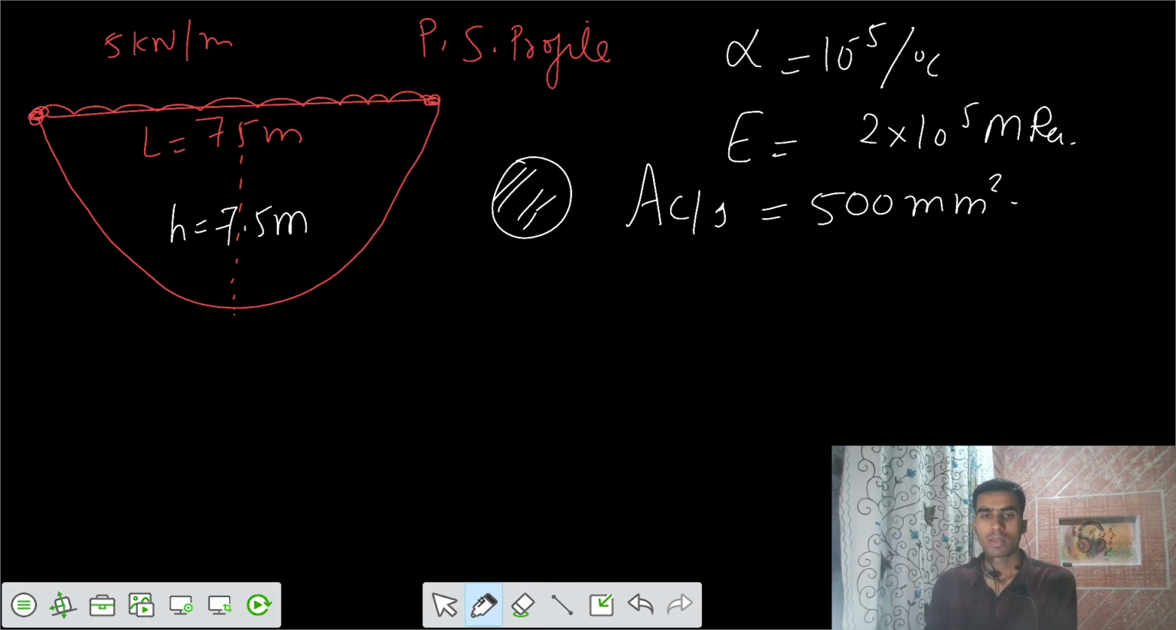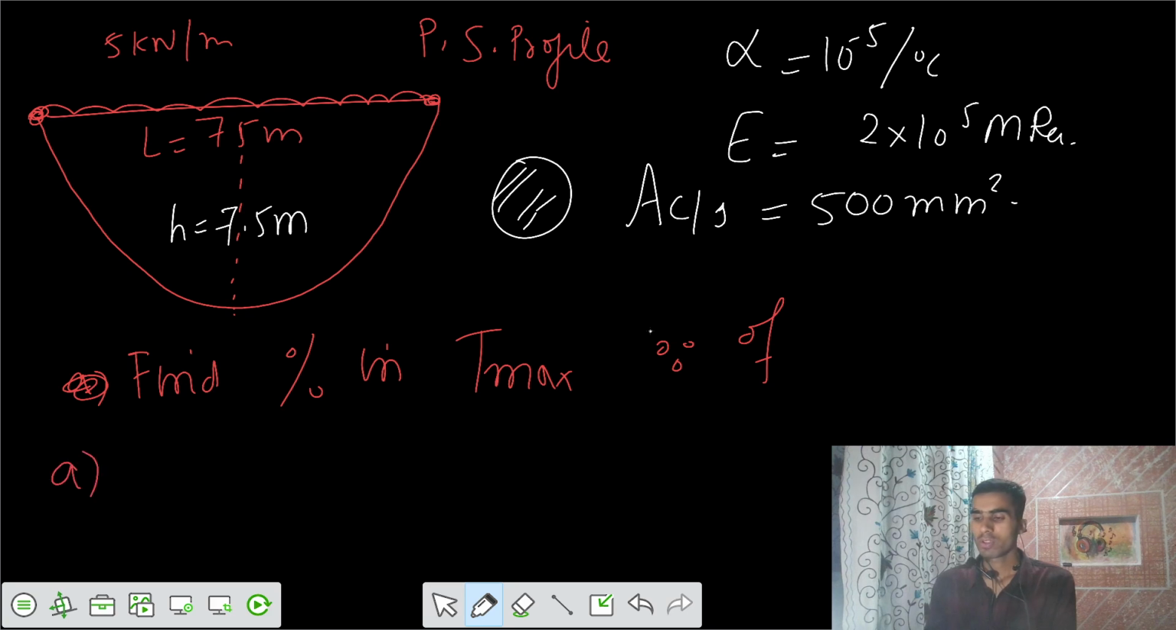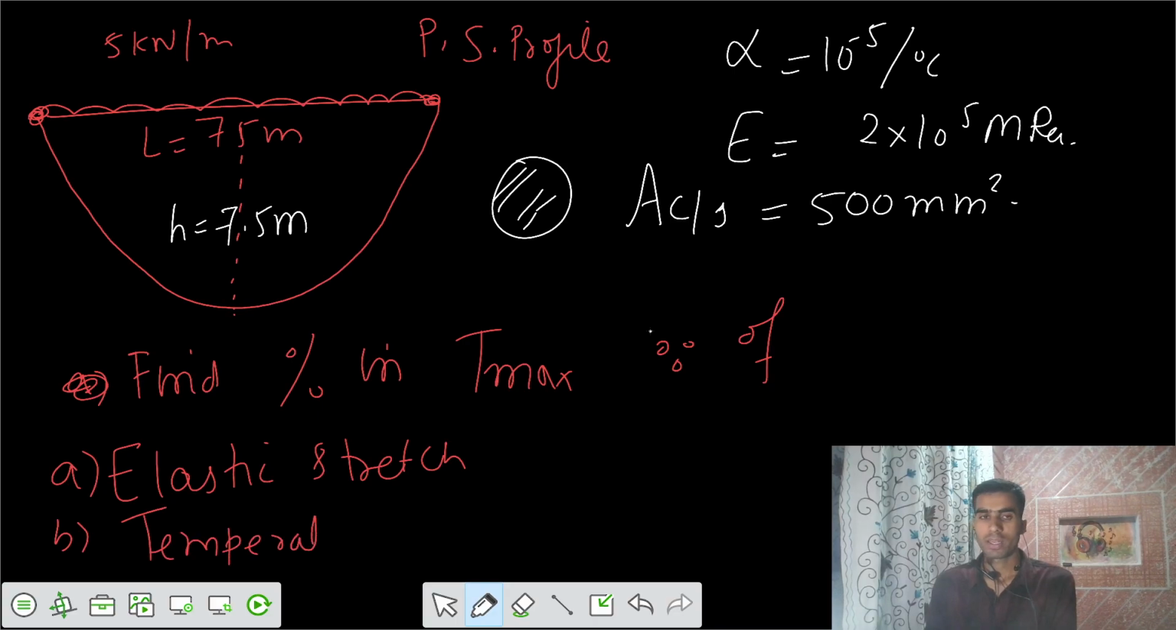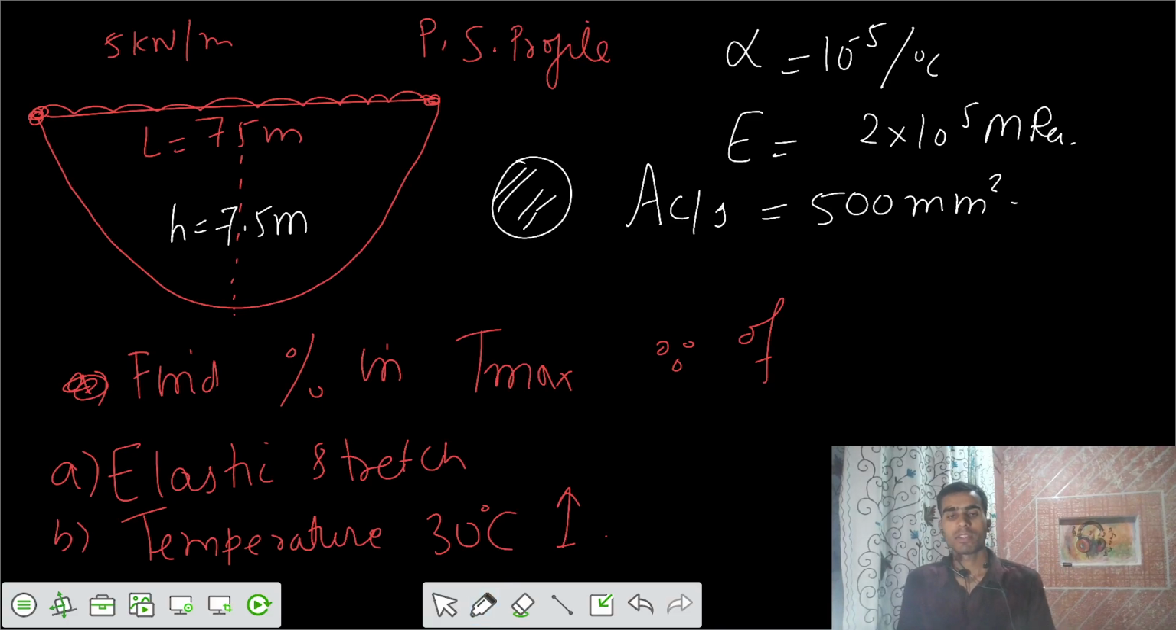Now we have two cases of the problem. First case: find the percentage reduction in Tmax because of elastic stretch. And second case: because of temperature change, let's say a 30 degrees Celsius increase.